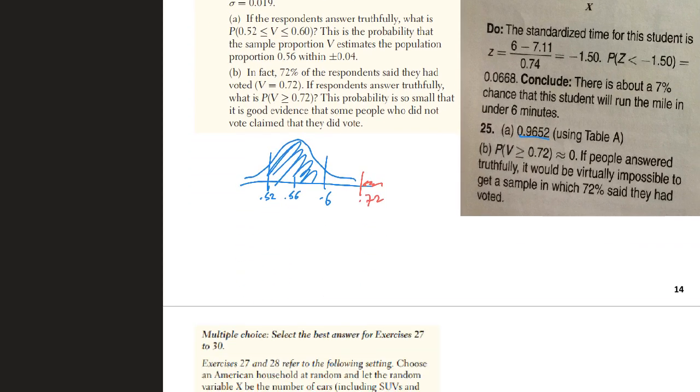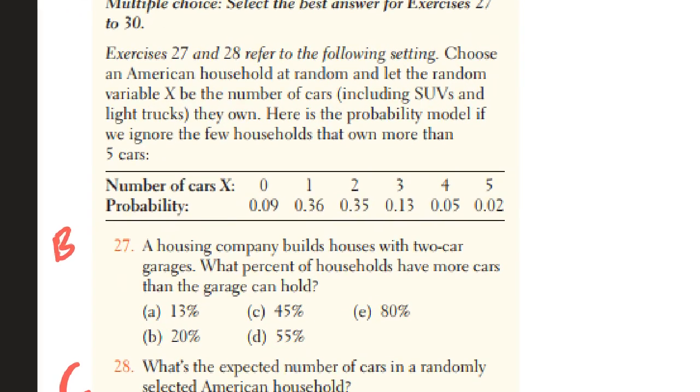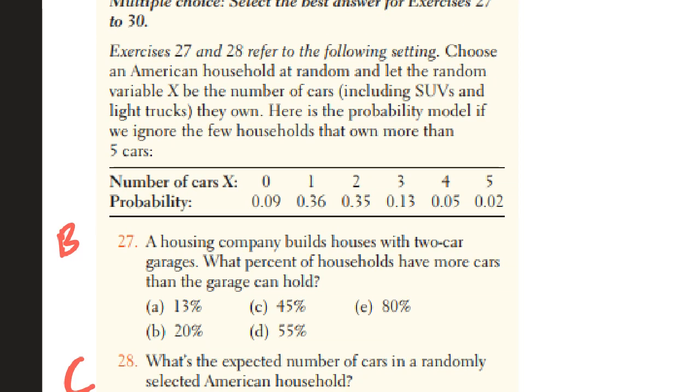And then, real quick, the multiple choice. So if you have 2-car garages, what percent of households have more cars than the garage can hold? So this is just saying the probability of, do they give it a variable? Yes, x is more than 2. Oh, so that'd be this plus this plus this, which is b. What's the expected number of cars? That's multiply down and then add across. So C, essentially.